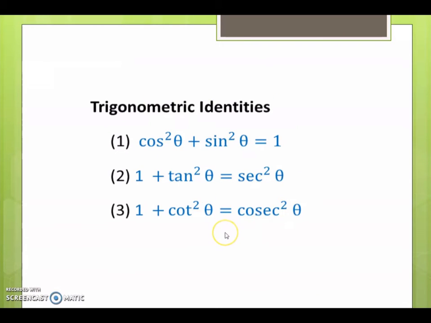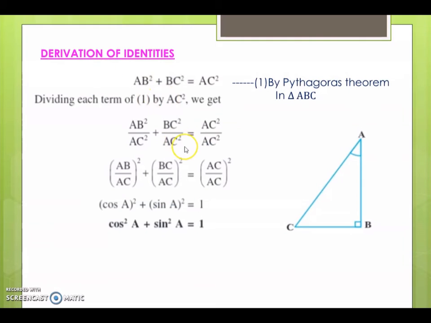So these are the three important trigonometric identities which we will be doing now. First one is cos square theta plus sin square theta is equal to 1. Next one is 1 plus tan square theta is equal to sec square theta. And third one is 1 plus cot square theta is equal to cosec square theta. Now these identities are important in expressing one of the trigonometric ratios in terms of the other. So we'll prove one by one all these identities which we have seen.